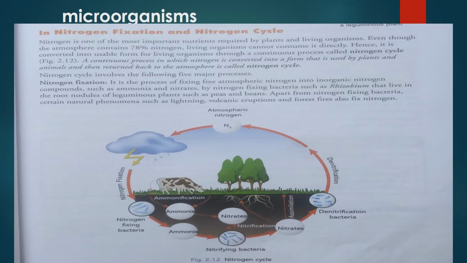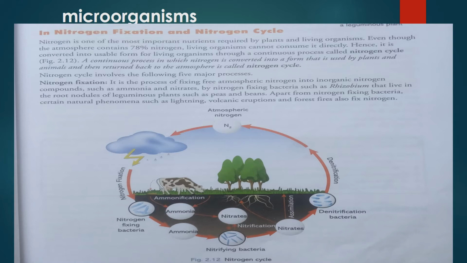Apart from nitrogen fixing bacteria, certain natural phenomena are also involved, such as lightning, volcanic eruption and forest fire, which also fix this nitrogen and convert it into soluble form in the soil. Then the plant can use this nitrogen from the soil, but the plant cannot use the nitrogen from the atmosphere. So here bacteria and certain natural phenomena are responsible for converting nitrogen from gaseous state into soluble form.